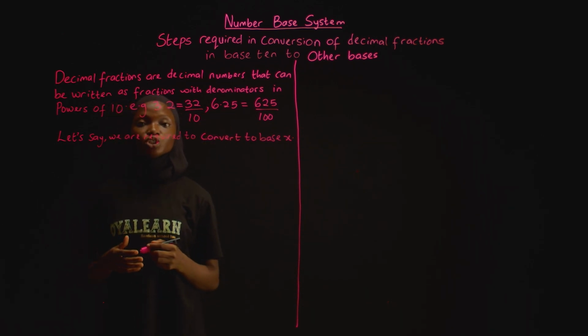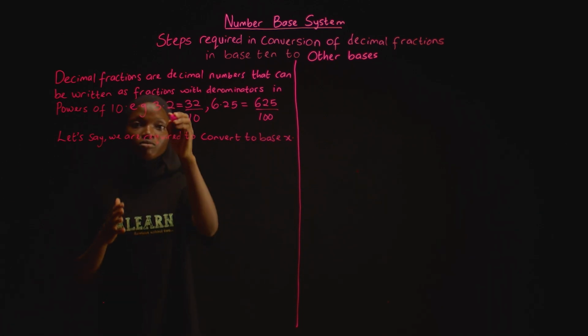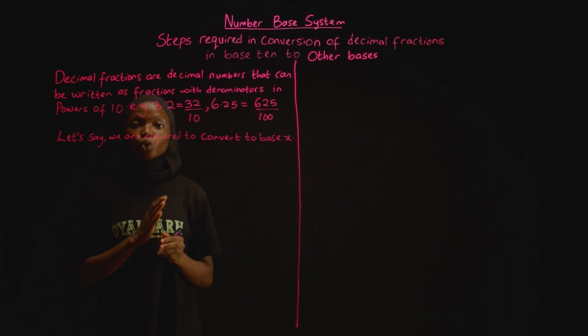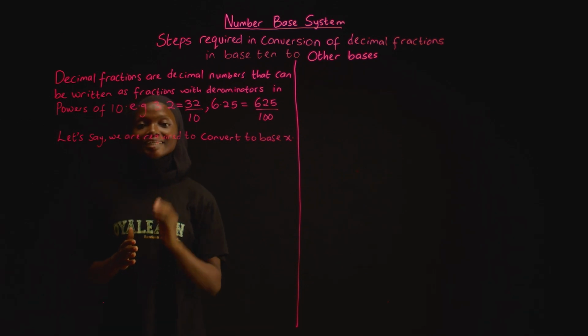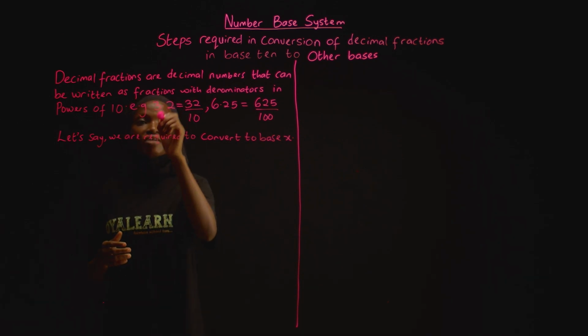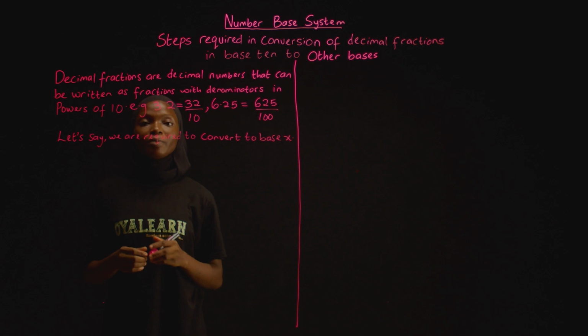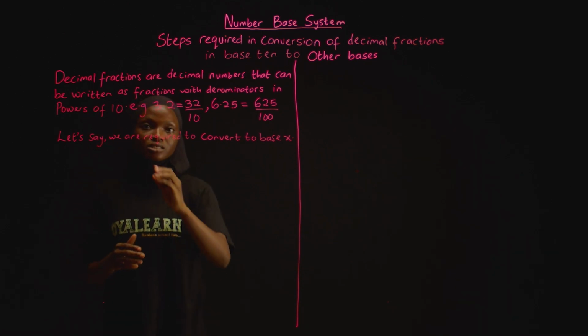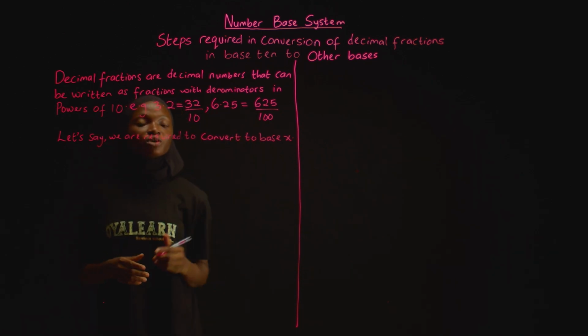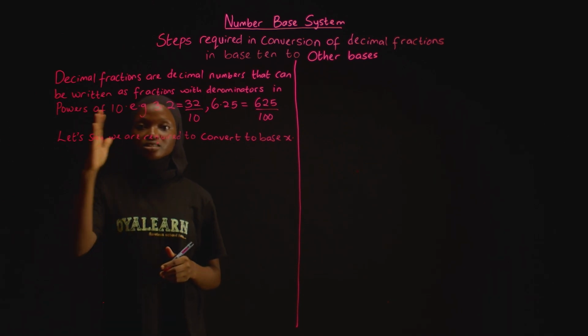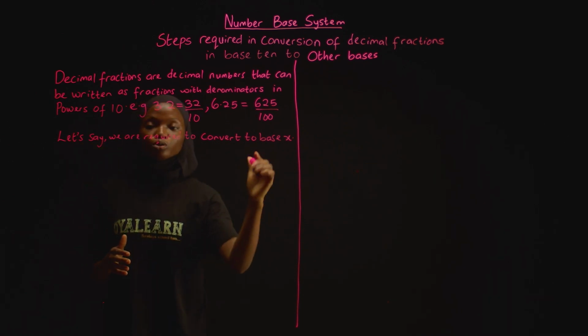Now the first thing we do is we split the decimal fraction we are given into the whole number part and the decimal part. For instance, we have 3.2 here. The whole number part is the 3. The decimal part is the 0.2. 6.25 we have here. The whole number part is the 6. The decimal part is the 0.25.